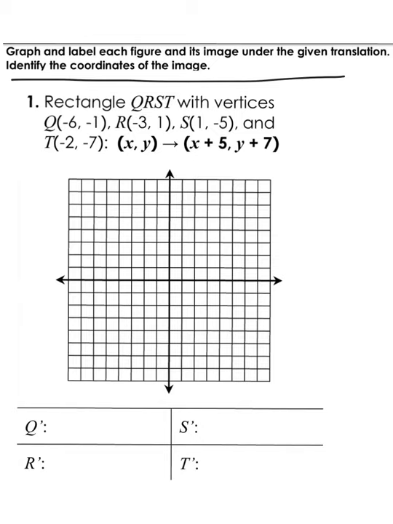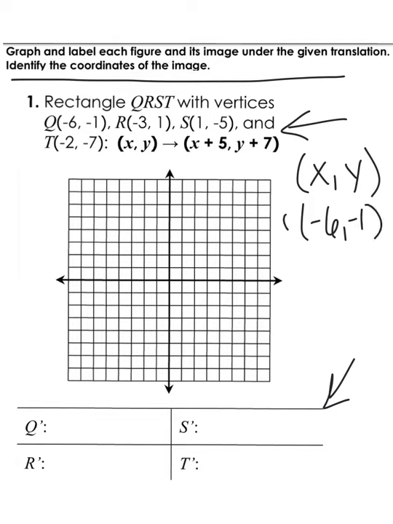Identify the coordinates of that image. So as you can see down here, we need to list the coordinates of these new points, Q prime, R prime, S prime, and T prime. Before we can do that, we need to plot the quadrilateral QRST with these vertices, these points, corners. So Q is (-6, -1). Here's a little bit of a review on plotting points. When you have a coordinate, x comes first, then y. So (-6, -1) is for Q. In order to plot that, remember, start at the origin, which is in the middle, and we're going to go to the left 6 units because it's negative.